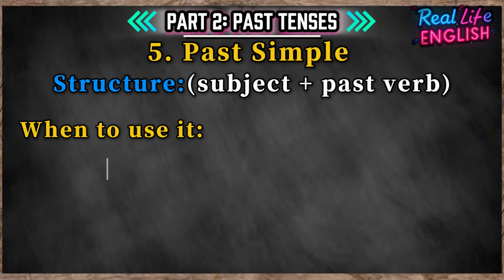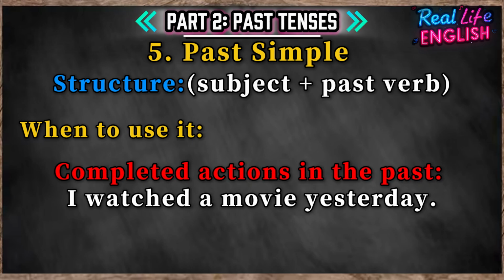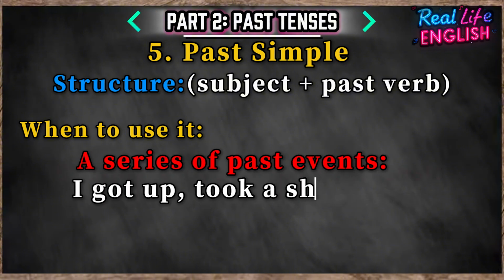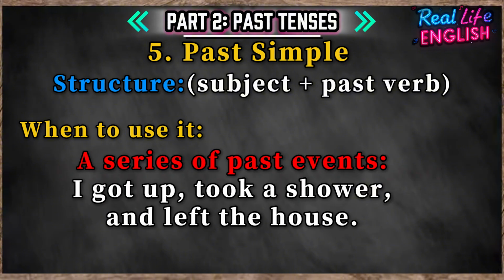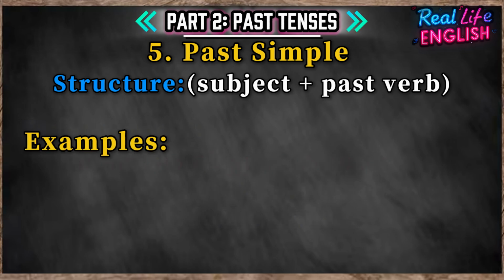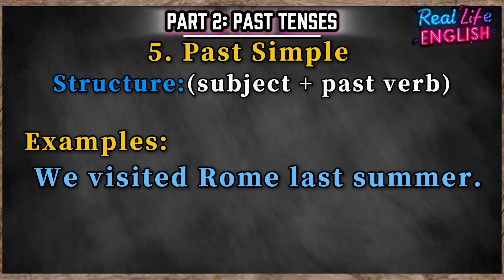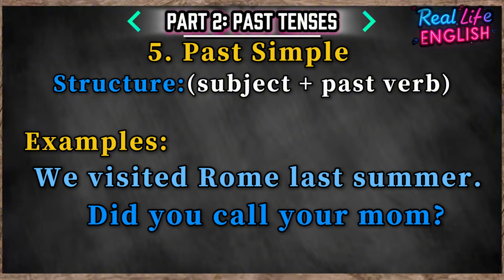When to use it. Completed actions in the past. I watched a movie yesterday. A series of past events. I got up, took a shower, and left the house. Examples. We visited Rome last summer. Did you call your mom?